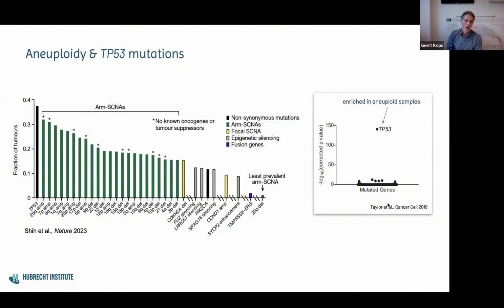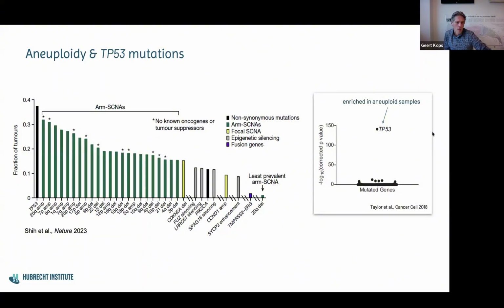And this is a study by Alison Taylor from a number of years ago, where she analyzed the mutated genes in cancers with different copy number alterations, in aneuploid or euploid cancers. And p53 was by far the best associated mutated gene in these aneuploid cancers.